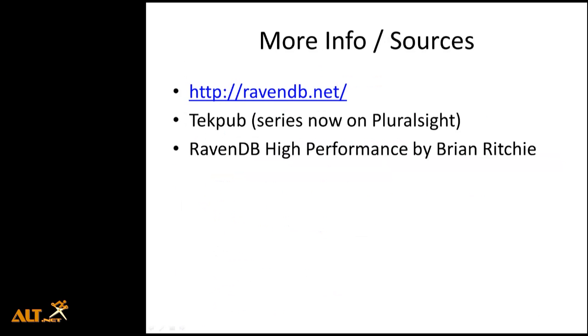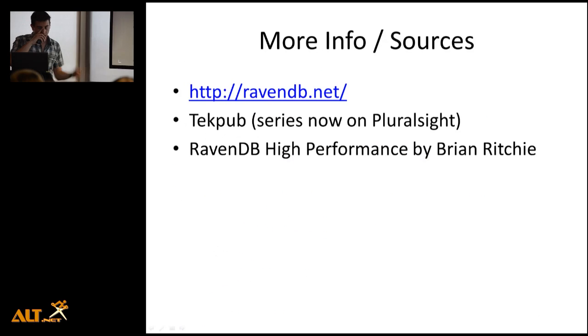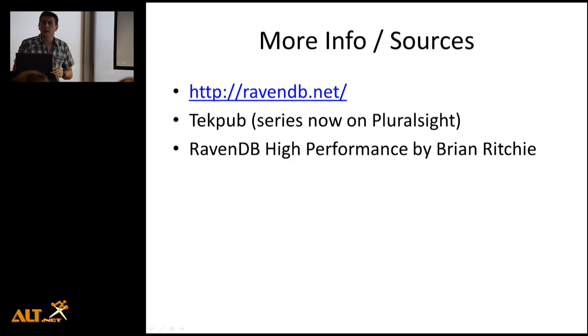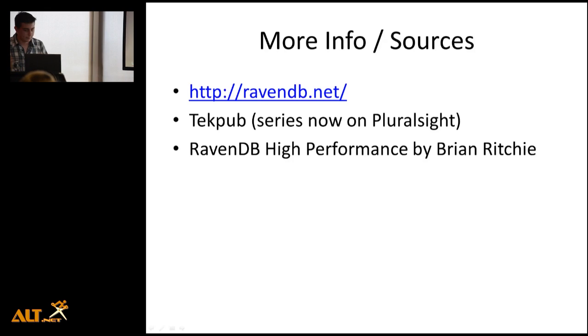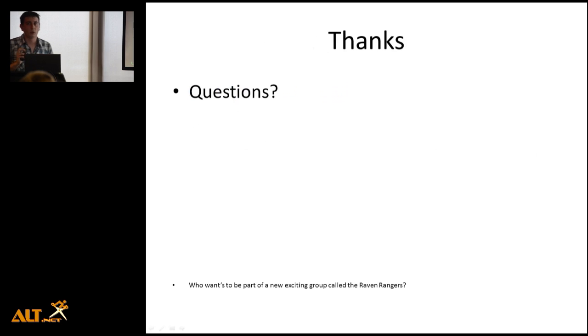Great. So, some more information up there. It's a little bit out of date now, but still a lot of the stuff is very relevant. The Pluralsight course, the Raven docs are quite good for the most part, unless you're doing some really tricky things. And there's a RavenDB high performance book by Brian Ritchie. Got 70% of the way through that, so yeah, there's some interesting stuff there. Cool. Thank you.